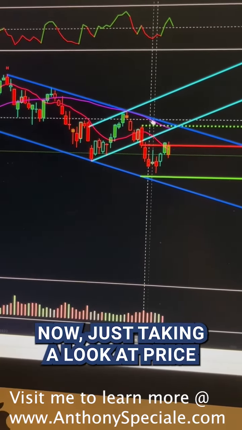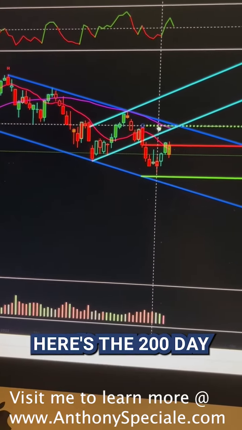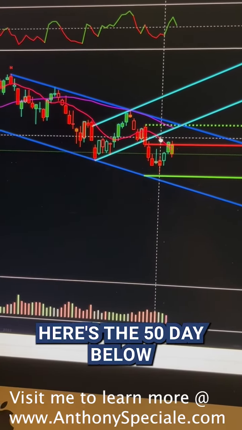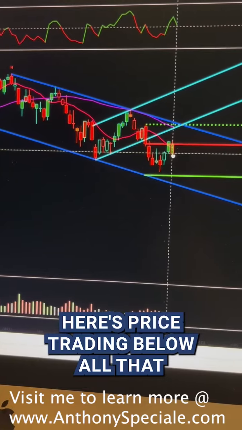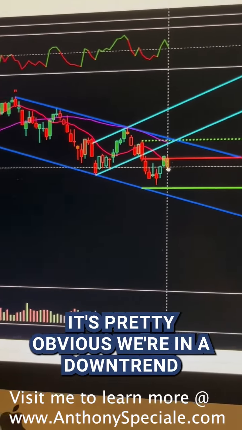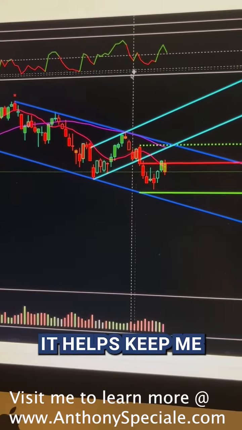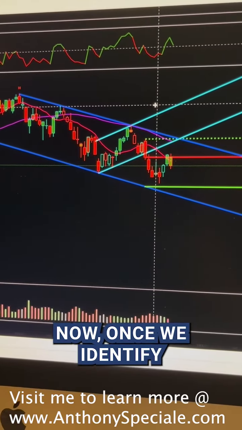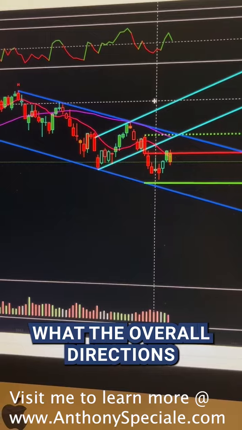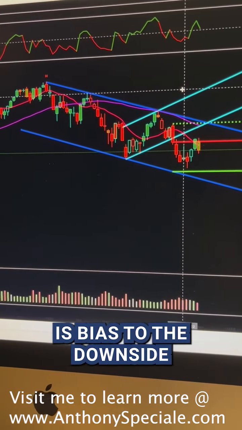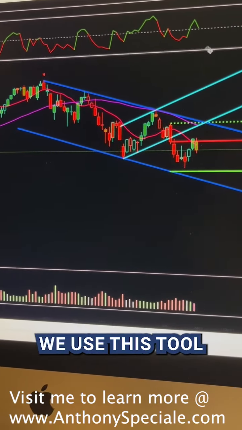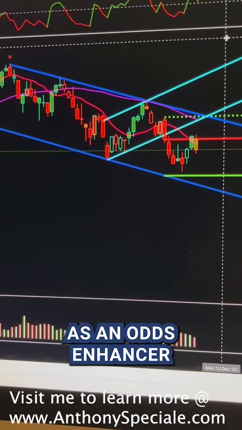Now, just taking a look at price very simply. Here's the 200-day, here's the 50-day below, here's price trading below all that. So keeping that in mind, it's pretty obvious we're in a downtrend, but I like using this. It helps keep me on the right side of the trade. Now, once we identify what the overall direction is, which we can clearly see is biased to the downside, we use this tool as an odds enhancer.